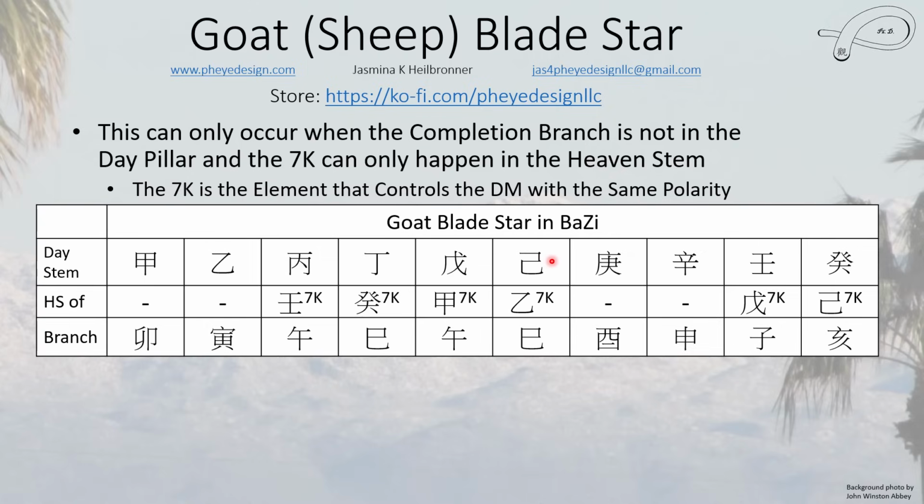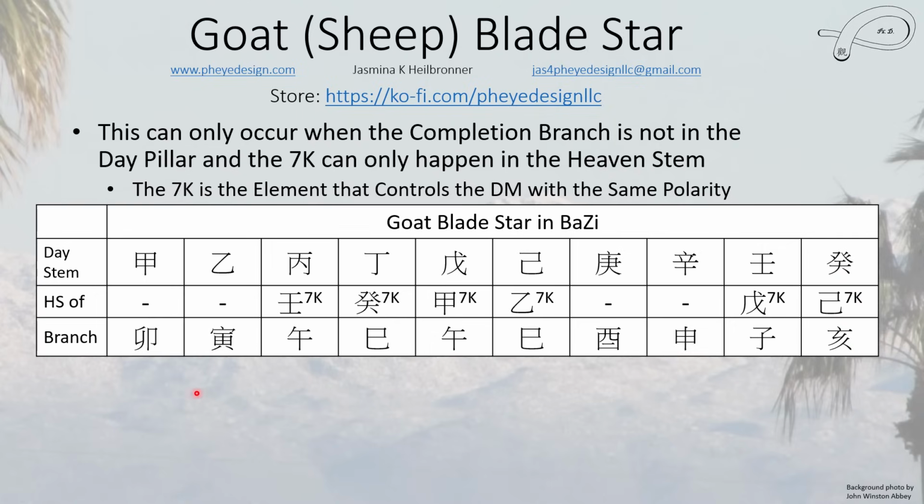So I do think this is true. For a yin earth day master, a wood snake will have this. And for a yang water day master, it's the earth rat that will have the 7K. And for a yin water day master, the earth pig will do this.